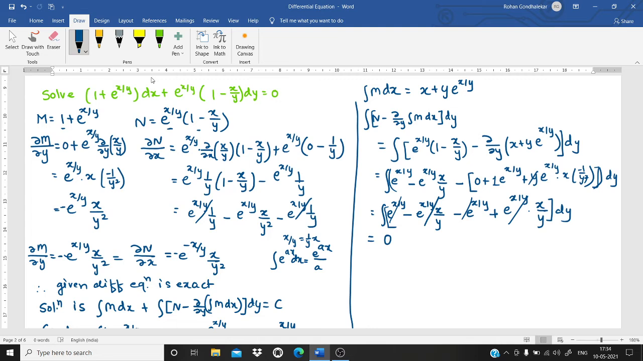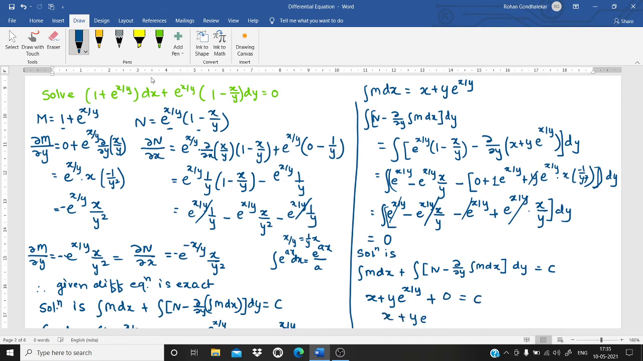Hence the integral of the second term will be 0. Therefore, the solution is integral M dx plus integral of N minus ∂/∂y of integral M dx, integration with respect to y, is equal to c. The value of integral M dx is x plus y into e raised to x upon y, plus the value of the second term, which is 0, is equal to c. So hence my final solution is x plus y e raised to x upon y is equal to c. This is our expected solution of the given exact differential equation.